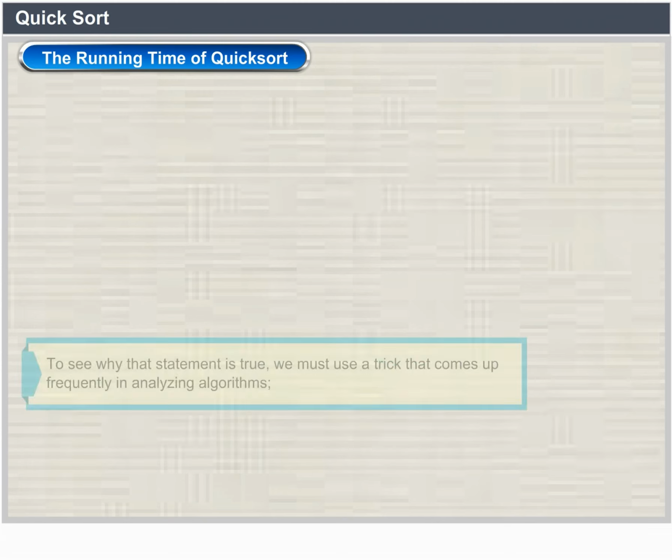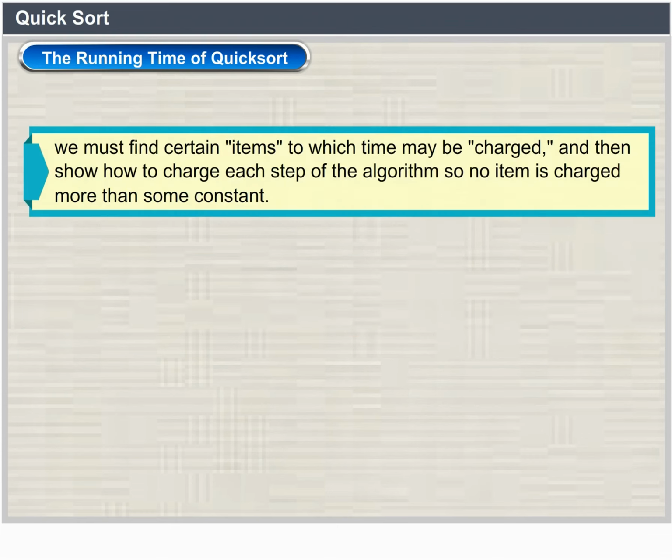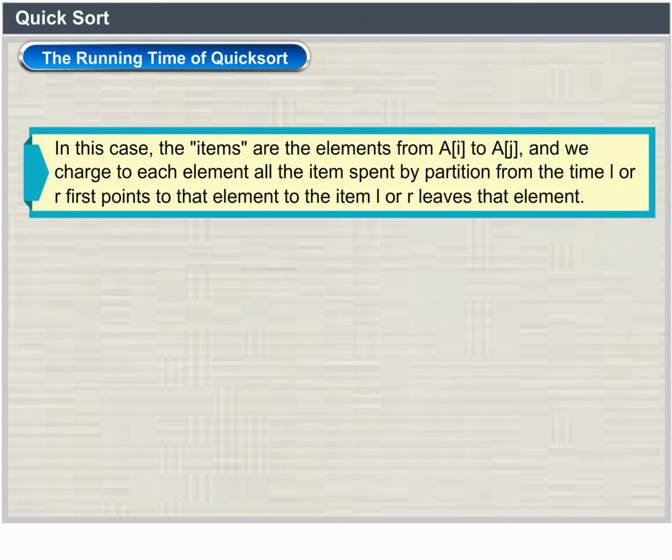To see why that statement is true, we must use a trick that comes up frequently in analyzing algorithms. We must find certain items to which time may be charged, and then show how to charge each step of the algorithm so that no item is charged more than some constant. Then the total time spent is no greater than this constant times the number of items. In this case, the items are the elements from A[i] to A[j], and we charge to each element all the time spent by partition from the time L or R first points to that element to the time L or R leaves that element.